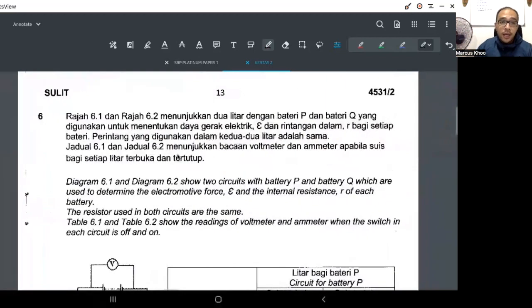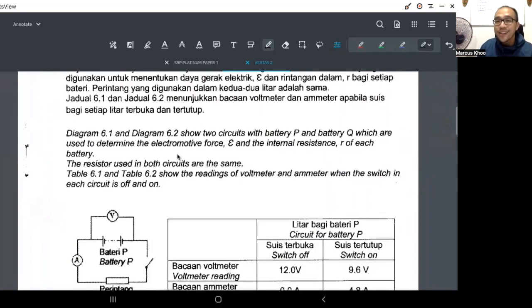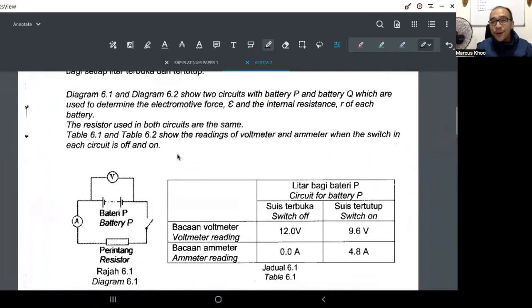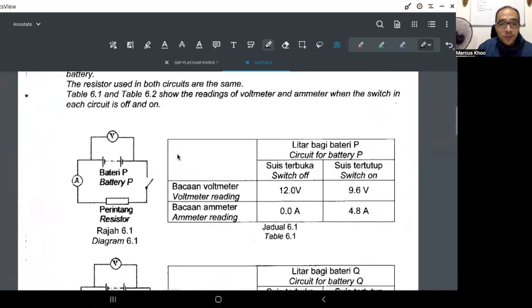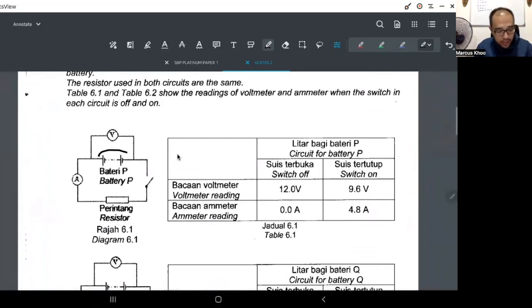All right, number 6, diagram 6.1 and 6.2 show two circuits with battery P and battery Q, which are used to determine the EMF and the internal resistance. Wow, isn't this a familiar situation? Resistors used in both circuits are the same. Wow, look at how many batteries they have, and they can reach up to 9.6 and 4.8 amps.